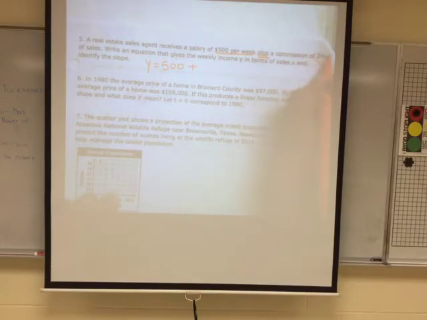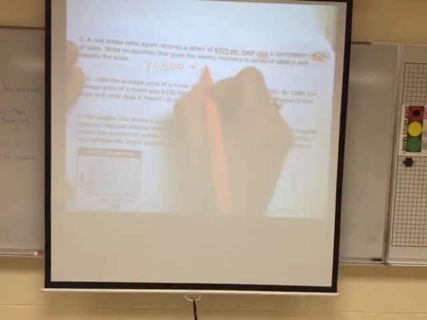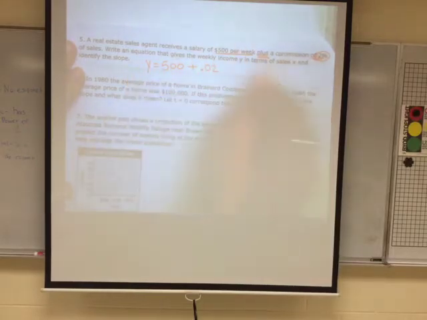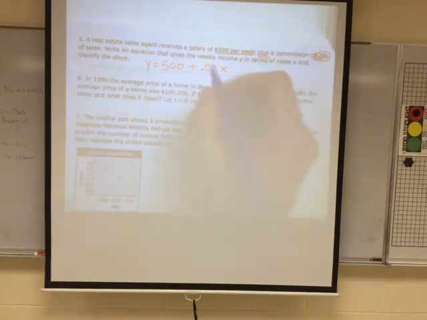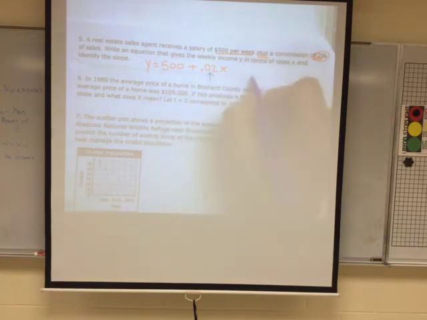So remember, to use a percent as a number in an equation, we have to move that decimal over 2 places. So 0.02 times X are the sales. In this problem, the slope is the coefficient of X. So my slope is the 2%.